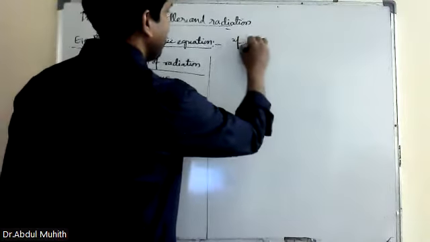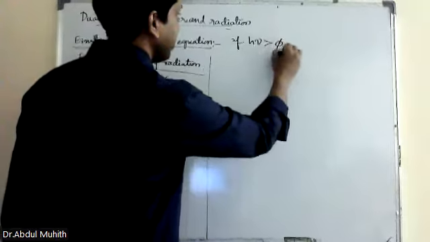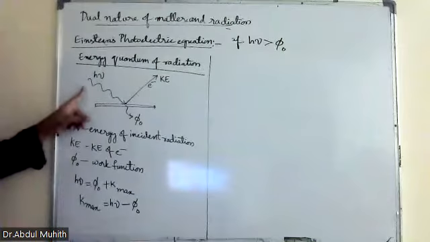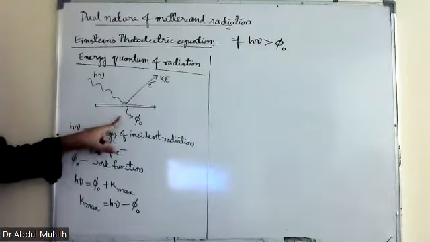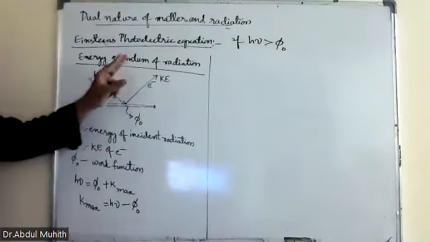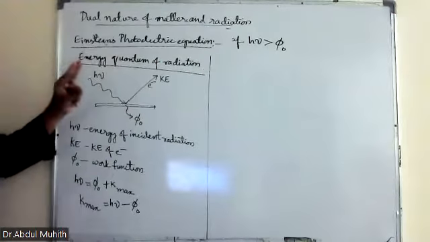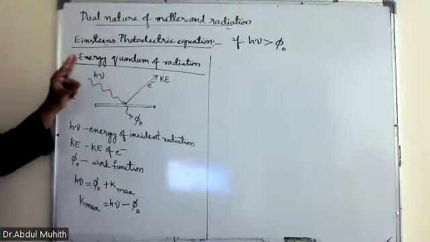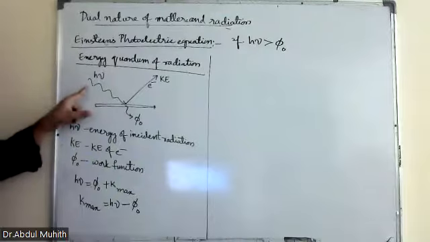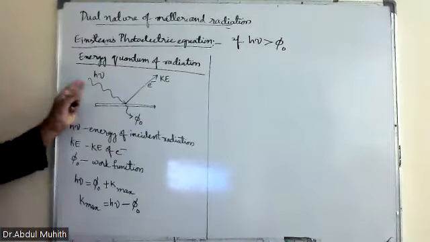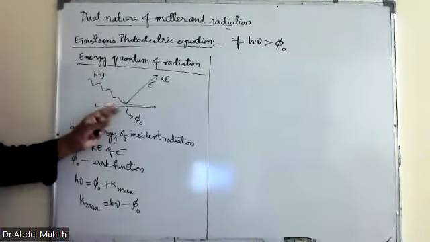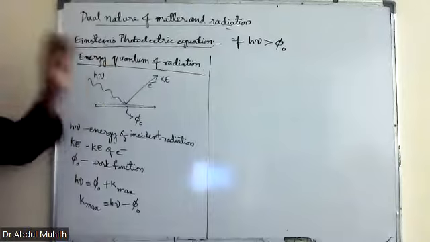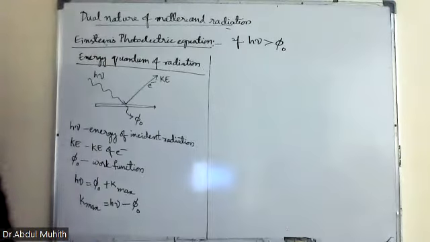Okay, if h nu is greater than phi 0, what is the meaning of this? If the energy of the incident radiation is greater than the work function, what will happen? With the remaining energy, the electron will fly, or be emitted from the surface of the metal. If h nu is greater than the work function, the incident energy is greater than the work function, and with the remaining energy, the electron will get emitted from the surface of the metal.